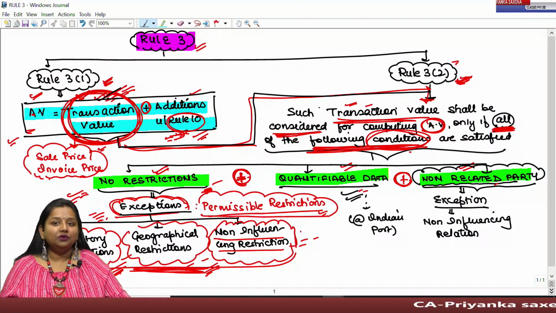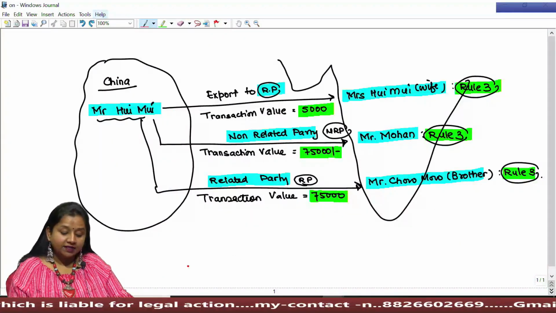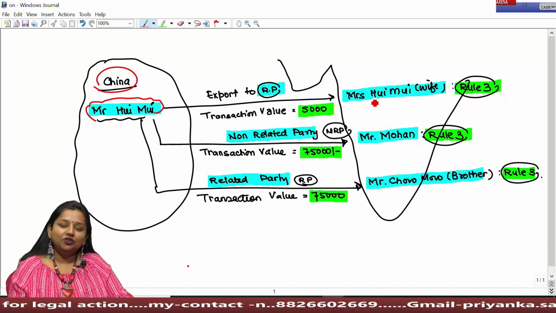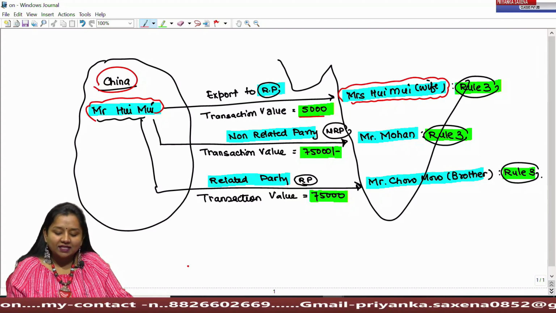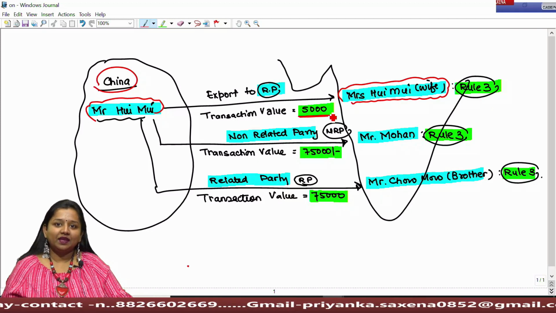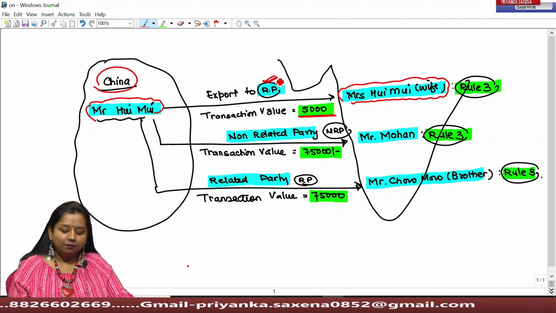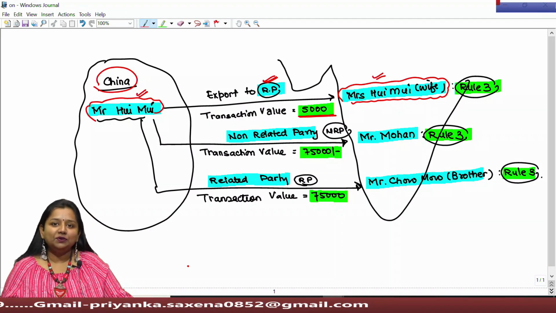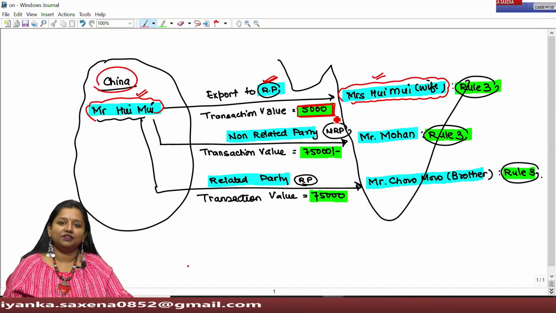And as and when Rule 3 can never be applied, by proceeding sequentially, valuation shall be done under Rule 4 or 5. For example, Mr. Huimui from China exports goods to his related party, Mrs. Huimui, his wife, at a transaction value of rupees 5,000. So, the lawmaker says that if there is any relation between exporter and importer, that is seller and buyer, we presume that the price shown in the invoice must have been manipulated for the purpose of tax evasion.